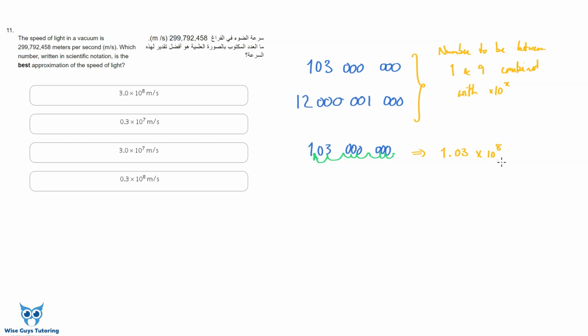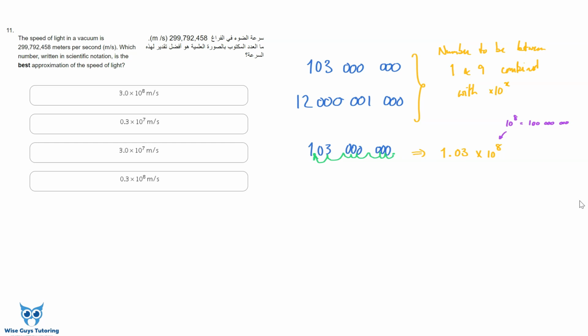These numbers are exactly the same because 1.03 times 10 to the 8 gives me 103 million. This is because 10 to the 8 is 100 million. So all I'm saying is 1.03 times 100 million gives me 103 million.